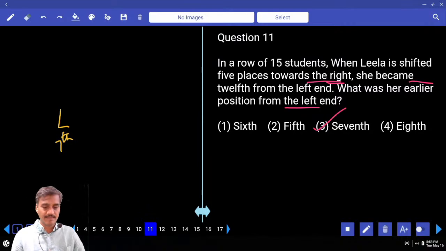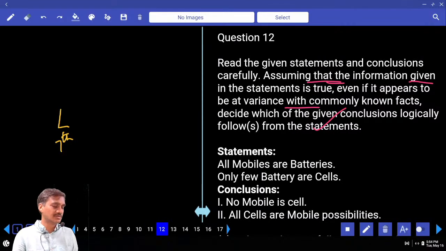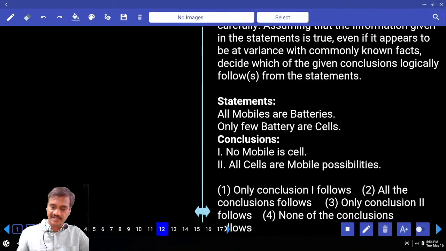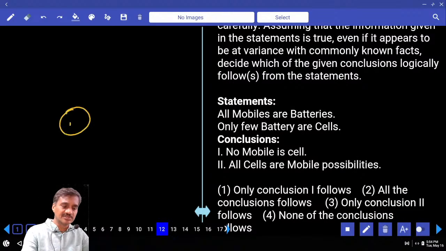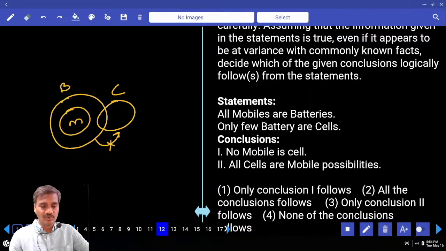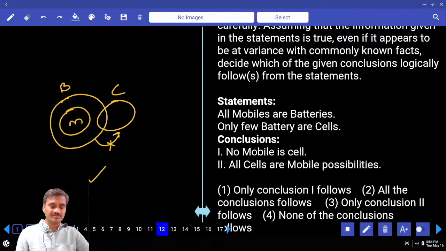Done with this? Then coming to question number 12. Now in this question, all these mobiles are batteries. This entire mobiles is a part of batteries. And only a few batteries are cells. Only some of the batteries are cells, but not all. And no mobile is a cell, that is definitely true. All cells are mobile is a possibility.